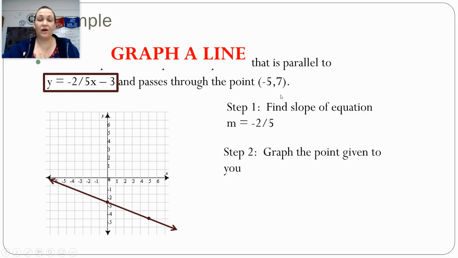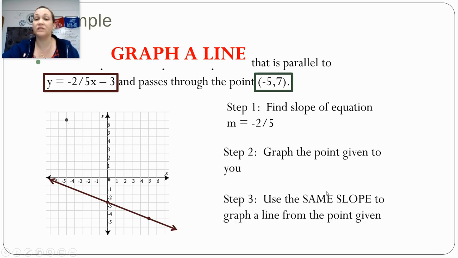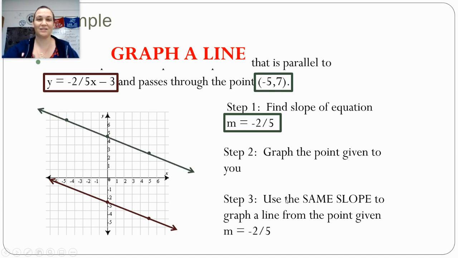Now I'm going to graph the ordered pair that was given to me, negative 5 comma 7. So I'm going to go left 5 on the x-axis and then up 7. So this is my starting dot. And then if I want my lines to be parallel, then they should have the same slope. So I'm going to take this slope, negative 2 over 5, and I'm going to use it a second time, negative 2 over 5. So from this dot, I'm going to go down 2 and right, positive 5, right? Down 2, positive 5. And I connect my dots.